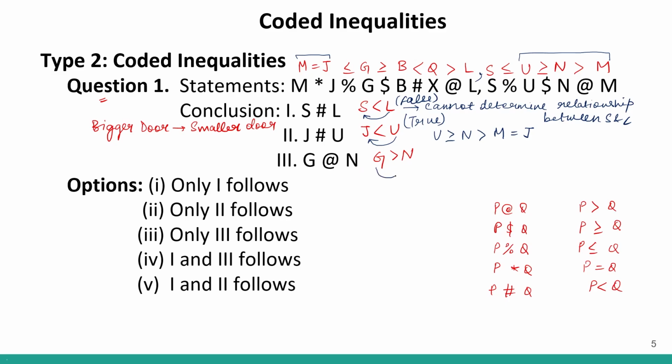Coming to conclusion 3. G is greater than N, that means we will move from G to N. So from G to N, if I have to go from bigger door to smaller door, I can see G has a relationship with B. But then I cannot see a relationship forward. Let's take this information, this one and this one. According to this, G is greater than or equal to J, which equals M, and M is smaller than N. So now I can move up to here, but I cannot proceed forward because we go from bigger door to smaller door. So I cannot proceed, that is why this is also false.